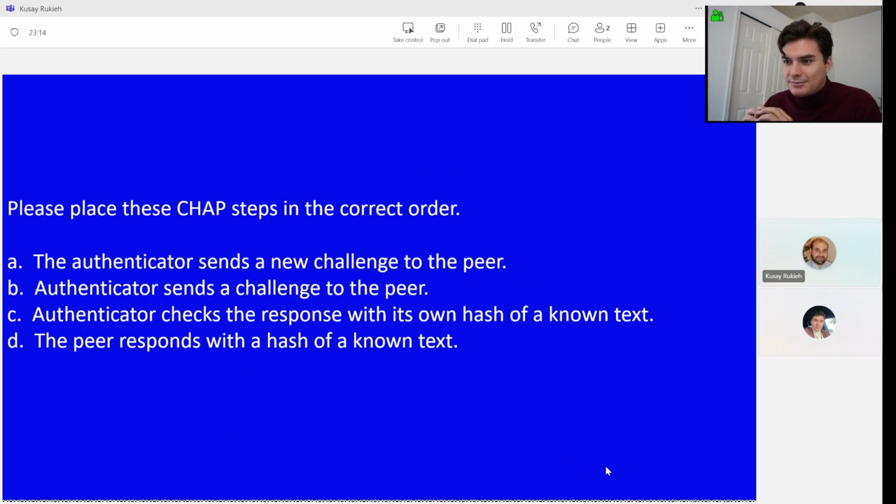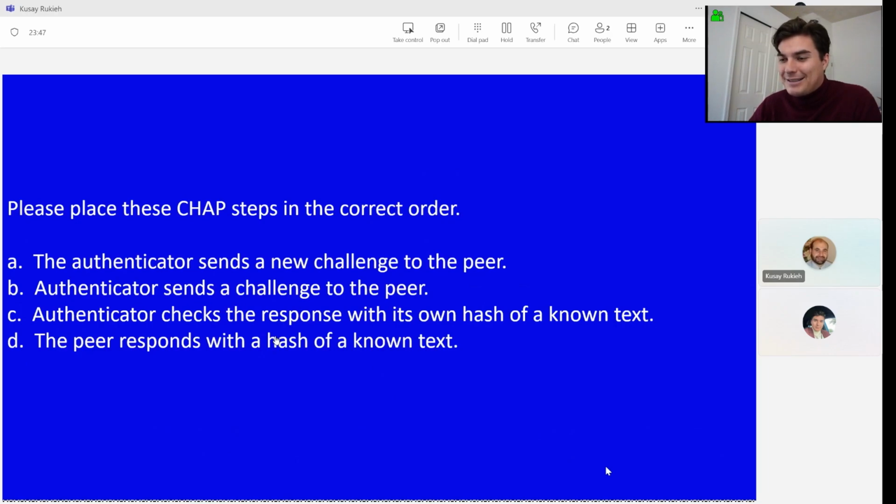Here, one-sided. You just want to check the other end. Are they speaking the same language as you? Are they using the same hashing algorithm as you? Okay, so is it C then? It should be the peer responds with the hash. So you send him a challenge, right? So he's going to hash it for you. Then you're going to compare the hashes between your calculation and their calculation, right?